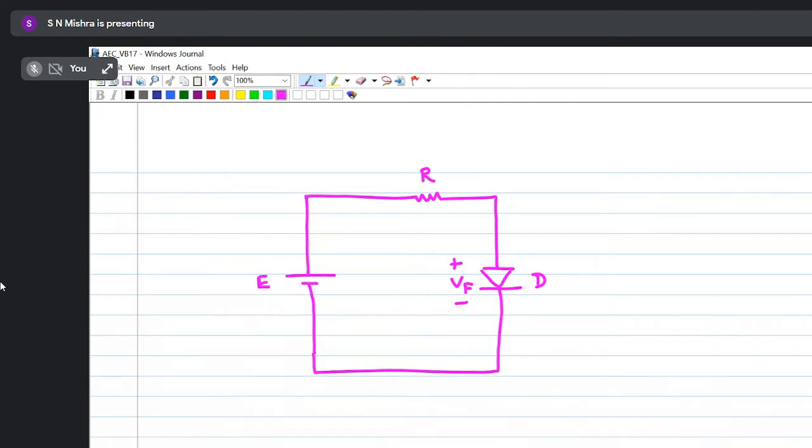Now tell me, is the diode forward biased or reverse biased? Forward biased. So current will flow. Current is flowing in this loop. Let the current be IF. Now apply KVL in the loop.